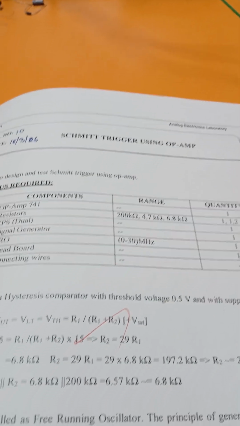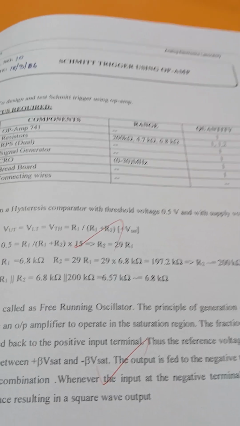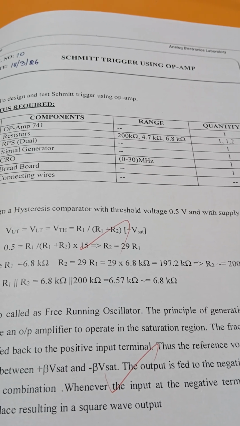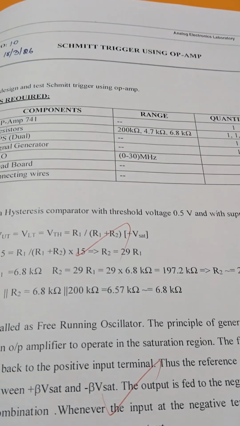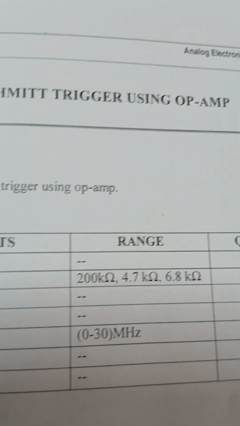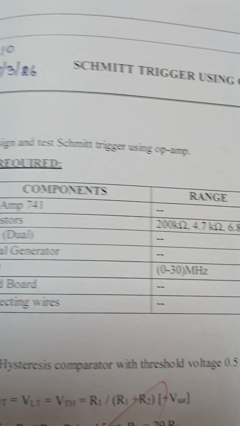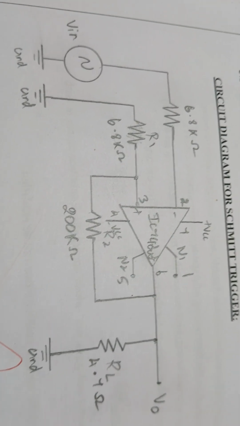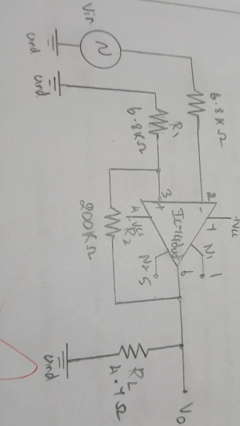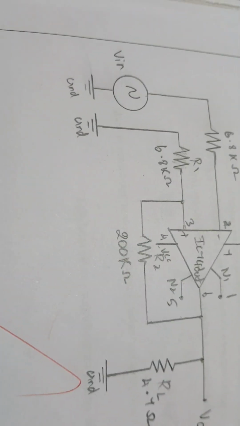Very good morning, students. Today we are going to learn about the analog electronics laboratory and linear integrated circuits: applications of Opamp, the Schmitt trigger circuit. Schmitt trigger using Opamp. So we'll go to the circuit diagram. This is the circuit diagram for a Schmitt trigger. It is basically a comparator application.